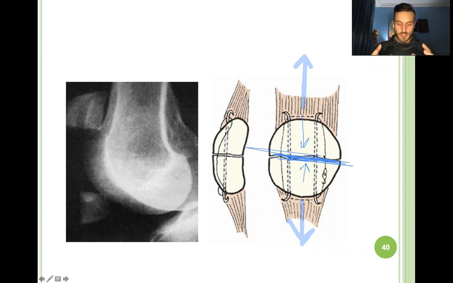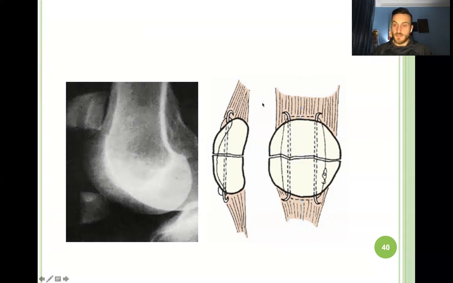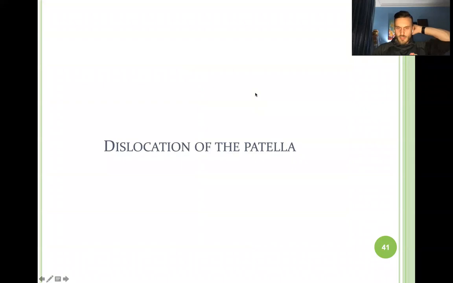We fix for 2 weeks, putting on a back slab or POP just to protect the wound. Then we start the patient moving, because when he's moving, the tension band is going to compress. The more tension he creates, the more compression is going to happen. Very nice principle. What about the dislocation?